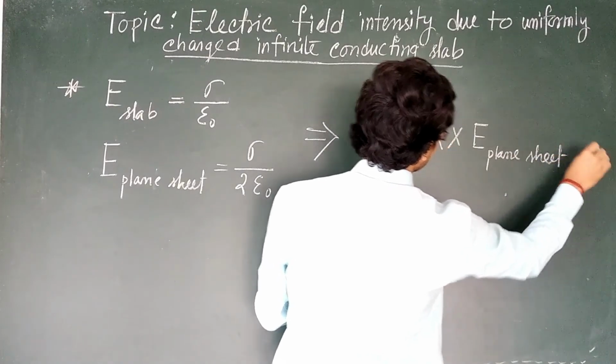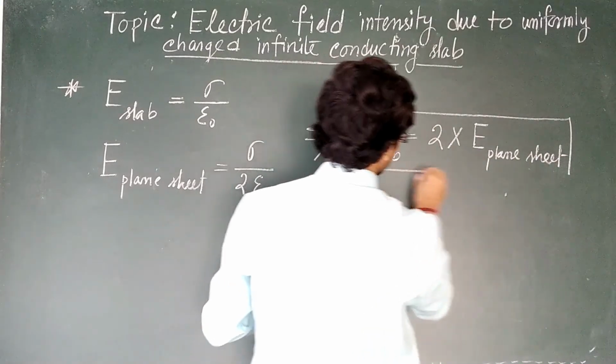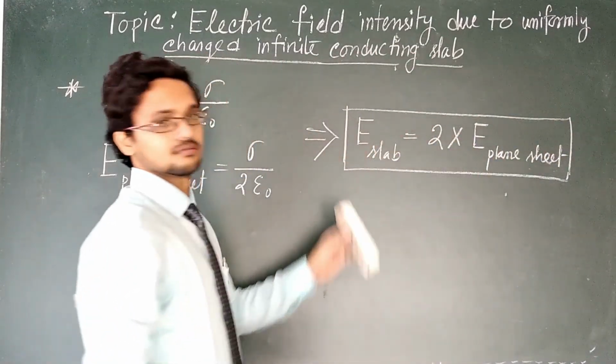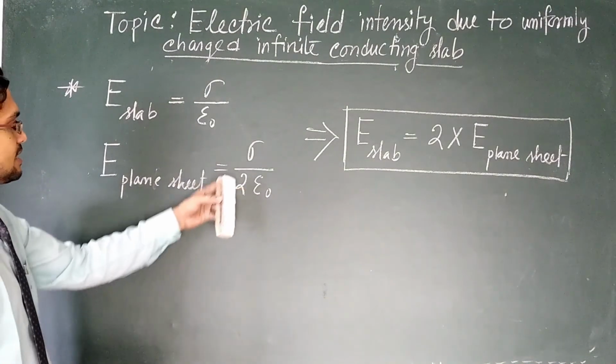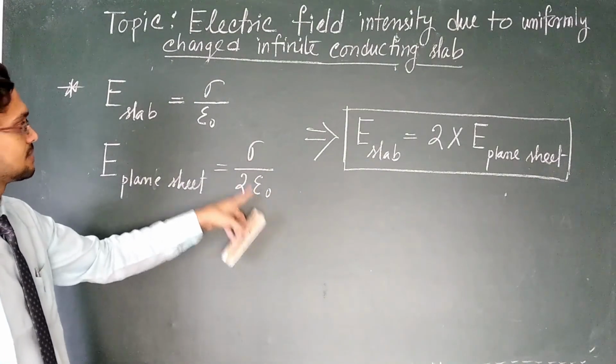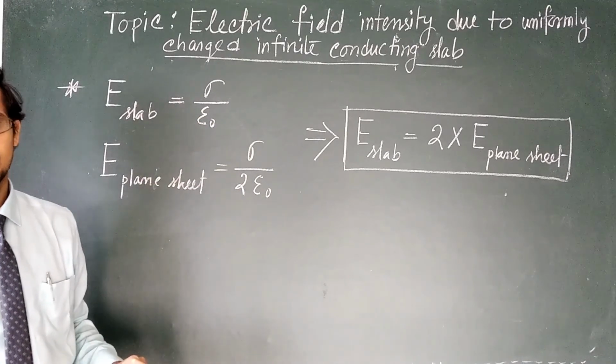This may come as an MCQ or short question. What is the relation between these? E slab equal to 2 into E plane sheet. You can check, 2 into plane sheet means sigma by epsilon 0. So this is okay. Understand properly? Fine.